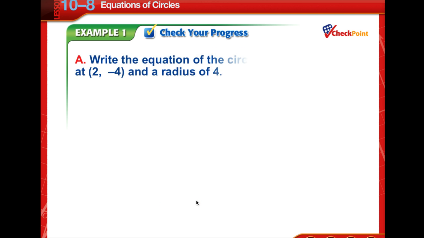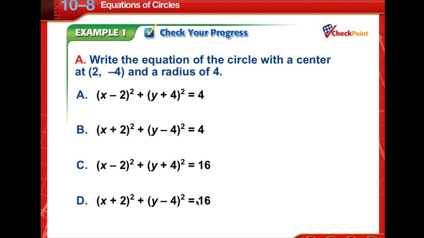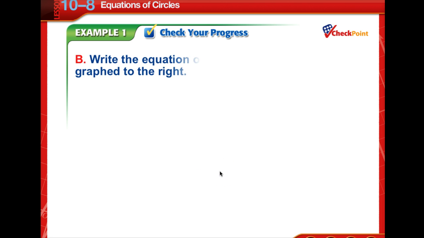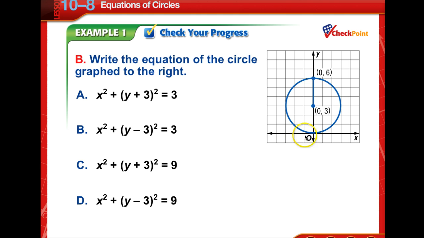Okay, time for you to practice. So pause the video and write the equation of this circle and then come back and check your answer. Did you get C? (x minus 2) squared, y minus a negative 4 is y plus 4, and 4 squared is 16. Very good. You did so well. Let's try another one. This time from a graph. So pause the video, then come back in a moment and check your answer.